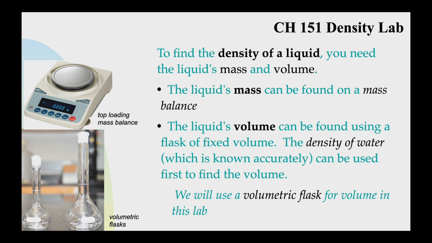In this lab, if we were doing it in the actual world, we would have used a combination of what's called a top-loading mass balance, and I've got a picture of one right there, as well as some way to measure the volume. For the liquid part, we'd use those volumetric flasks. So we'd find the mass through the balance, the volume through some kind of volumetric flask, and from there you can take the mass divided by the volume and you're good to go. So to find the density of the liquid, of course, you need the mass and the volume.